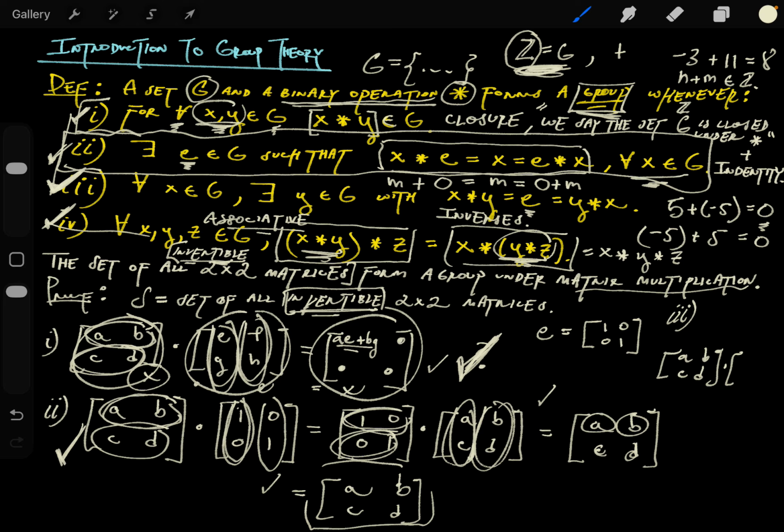There's many different ones, and someone tells you, is this a group under star, whatever star is? Does this set of objects, this set of numbers, this set of whatever form a group under this operation? You want to be like, okay, let's go through this. And that's what I did for this set. I said the set of all invertible 2x2 matrices form a group under matrix multiplication, and I checked all these conditions, and then you could say yes, this is a group. And that's basically your introduction.